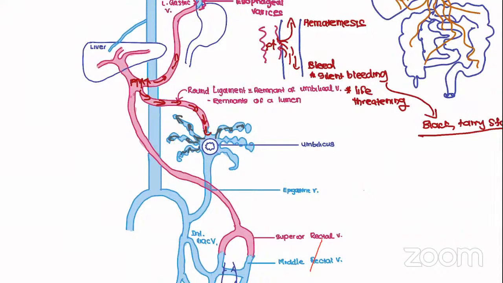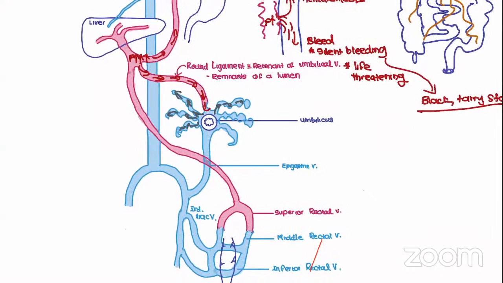Okay, and they become dilated. They become like a varicose vein. What do you call this condition? Caput medusa. Exactly. Okay, caput medusa.